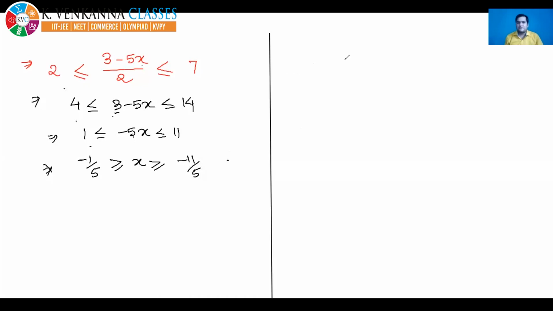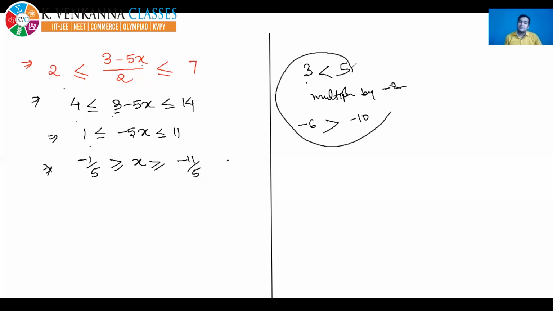Suppose 3 and 5 are written, which one is greater? Everyone knows that 5 is greater than 3. Suppose I multiply by minus 2 on both sides. So here you will get minus 6, here you will get minus 10. Now which one is greater? Minus 6 is greater. Okay, so remember this: if in any inequality we multiply or divide by a negative number, then the sign of the inequality gets changed.